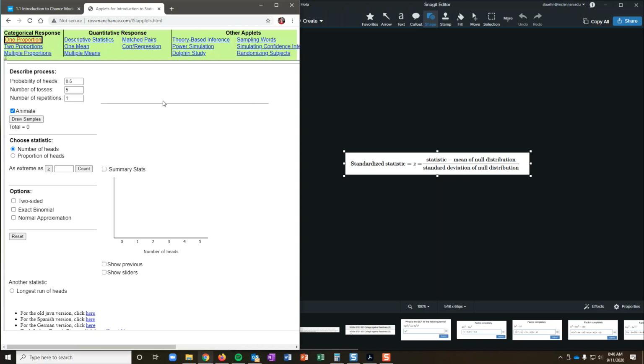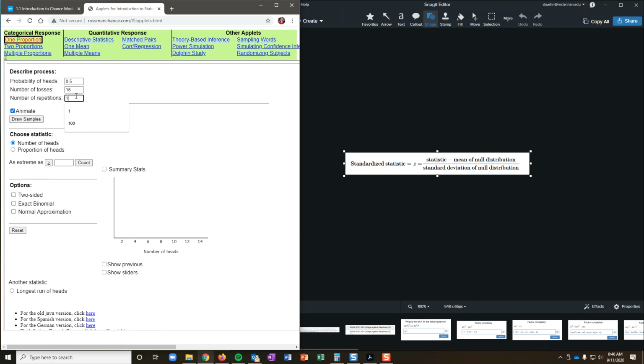So I'm going to come over here to our one proportion applet, and our probability of heads, or the probability of successes in the Buzz and Doris example, was 0.5. So that doesn't change. The number of tosses has to do with the sample size, right? The number of repetitions in this experiment was 16. The number of tosses was 16. And now we are going to simulate this process for 1,000 different trials.